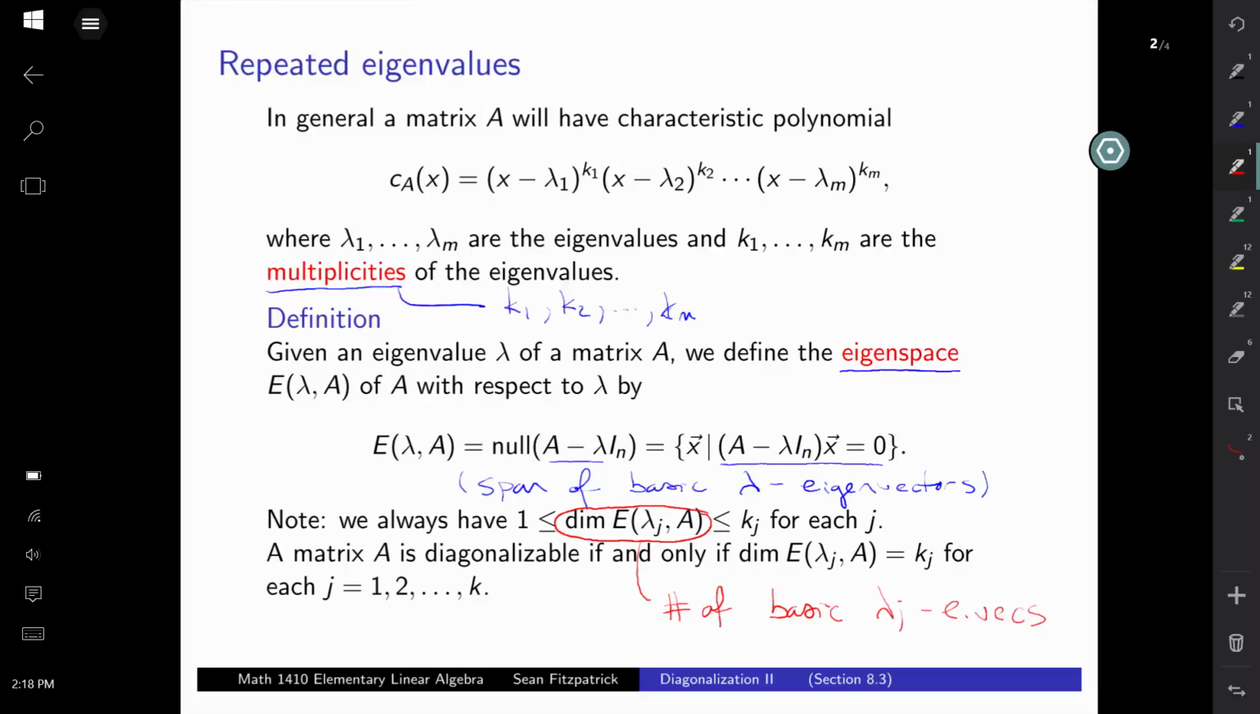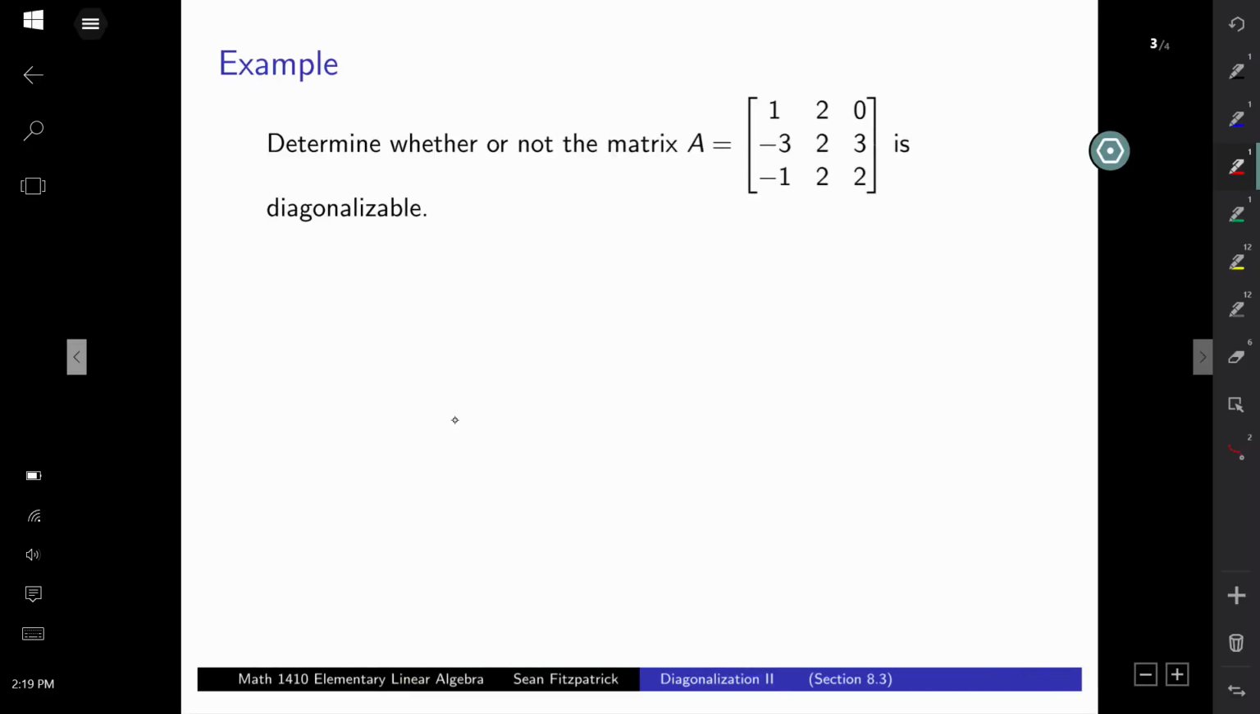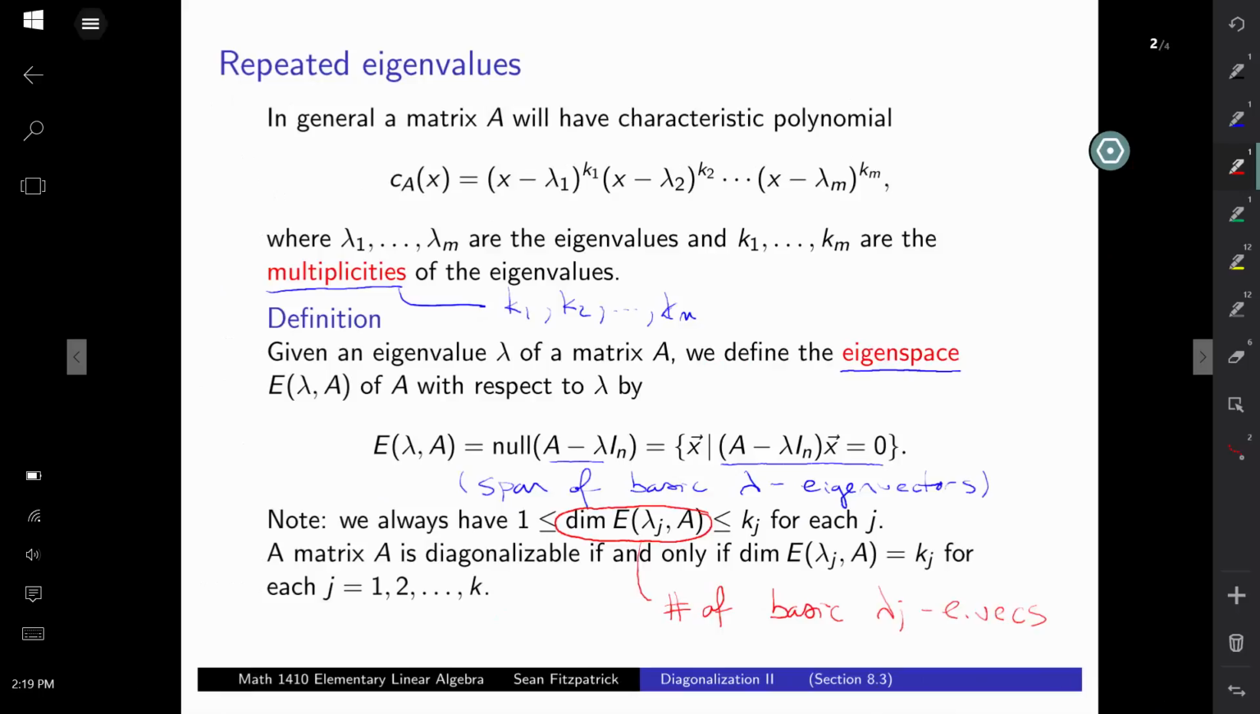So if you have distinct eigenvalues, if each eigenvalue only shows up once, then each one of these spaces has to be one-dimensional. But if you have a repeated eigenvalue, if say k1 is equal to 3, then the lambda 1 eigenspace might be one-dimensional, two-dimensional, or three-dimensional. We don't know which one it is. And if we want to diagonalize, we want to max out these dimensions. We want the biggest possible dimension in each case. So that's the result here.